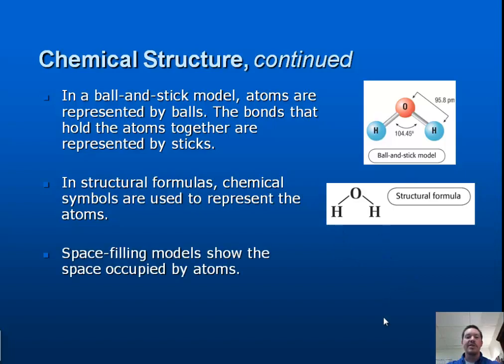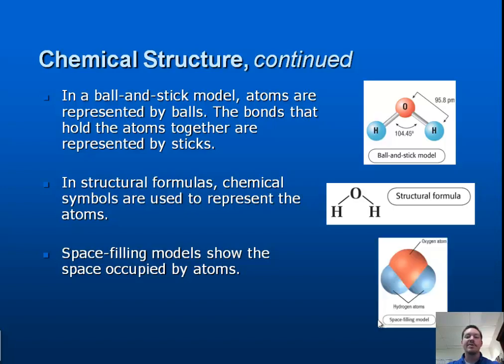We also have a space filling model, and this represents the space that's occupied by those atoms. So, for example, oxygen technically takes up a lot more space than hydrogen does, so we show it as a sphere, and then we squish two smaller spheres to represent the hydrogens up against that oxygen atom.